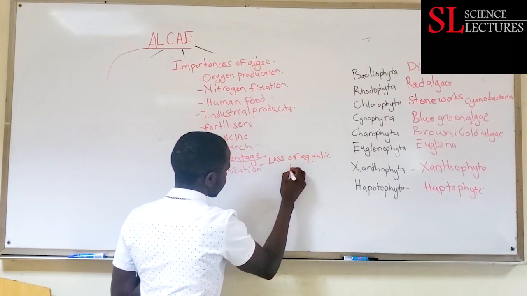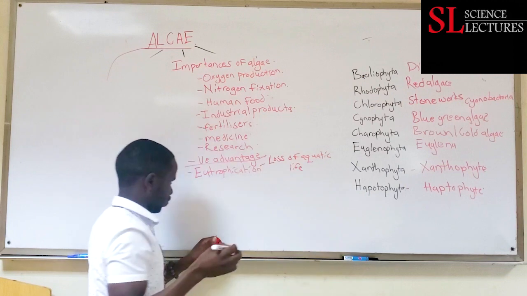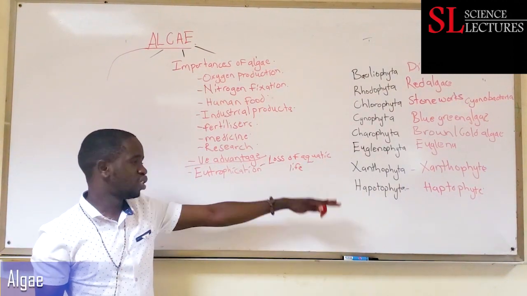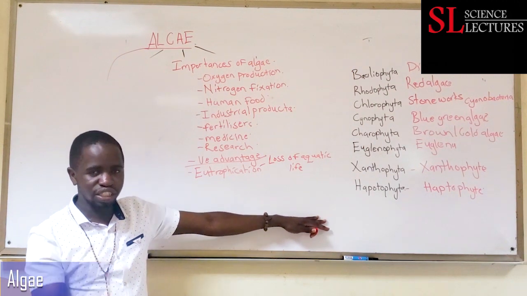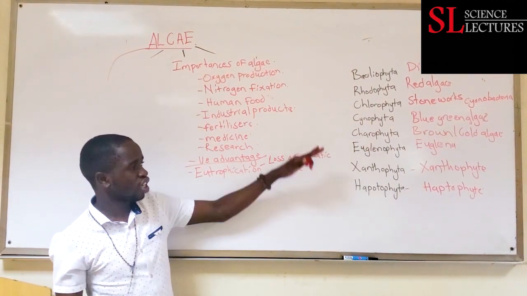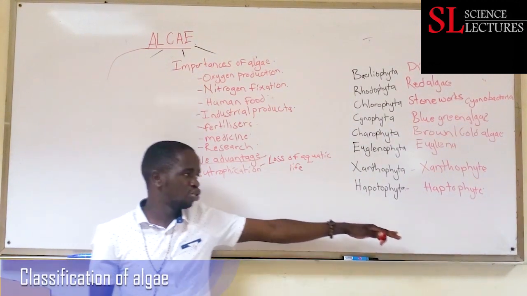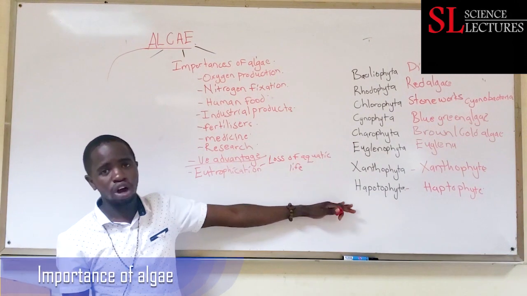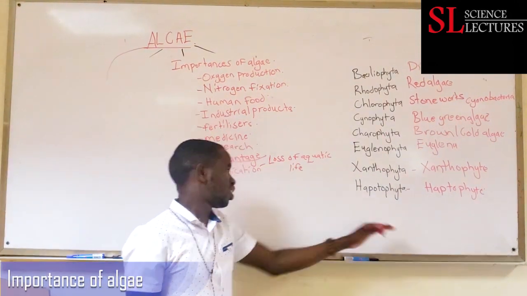because when this algae die, they sink to the bottom of the water bodies. Then at the bottom of water bodies, they need to be broken down by aerobic bacteria. These aerobic bacteria, since there are many, they will use up the oxygen that would have been used by other aquatic organisms, leading to their death.